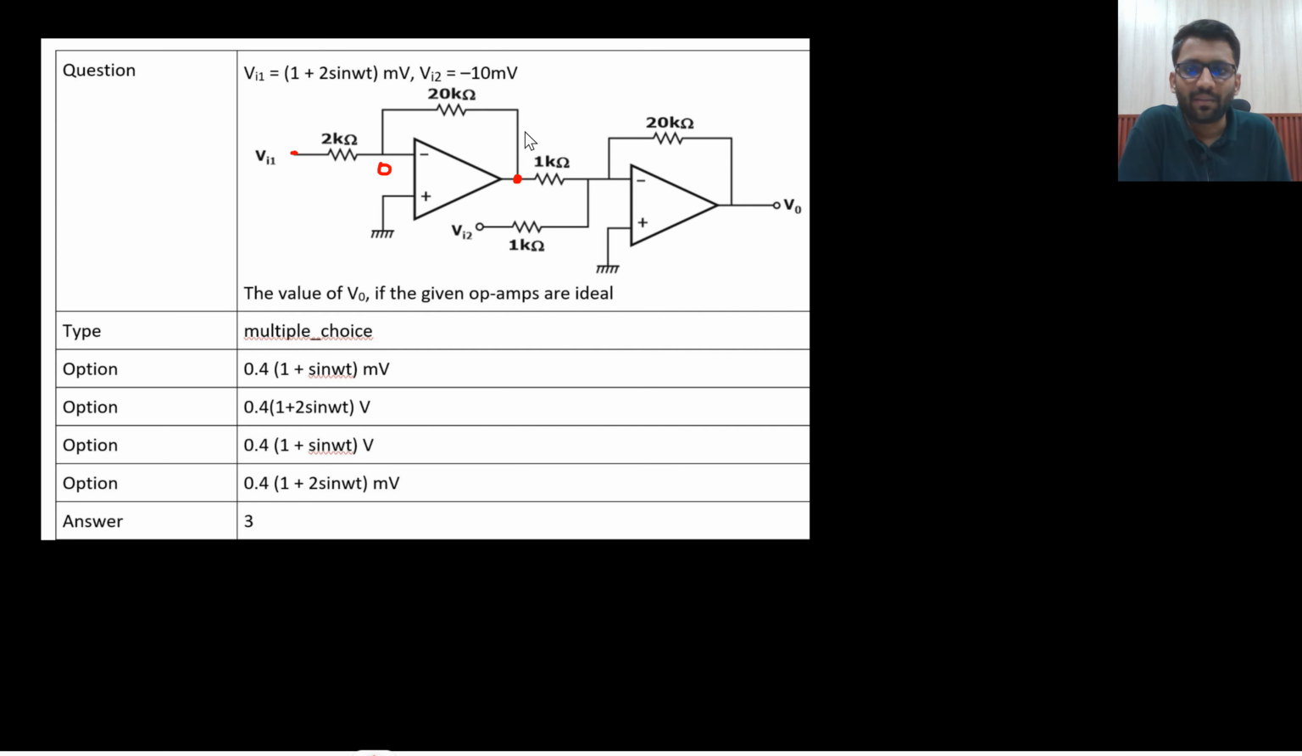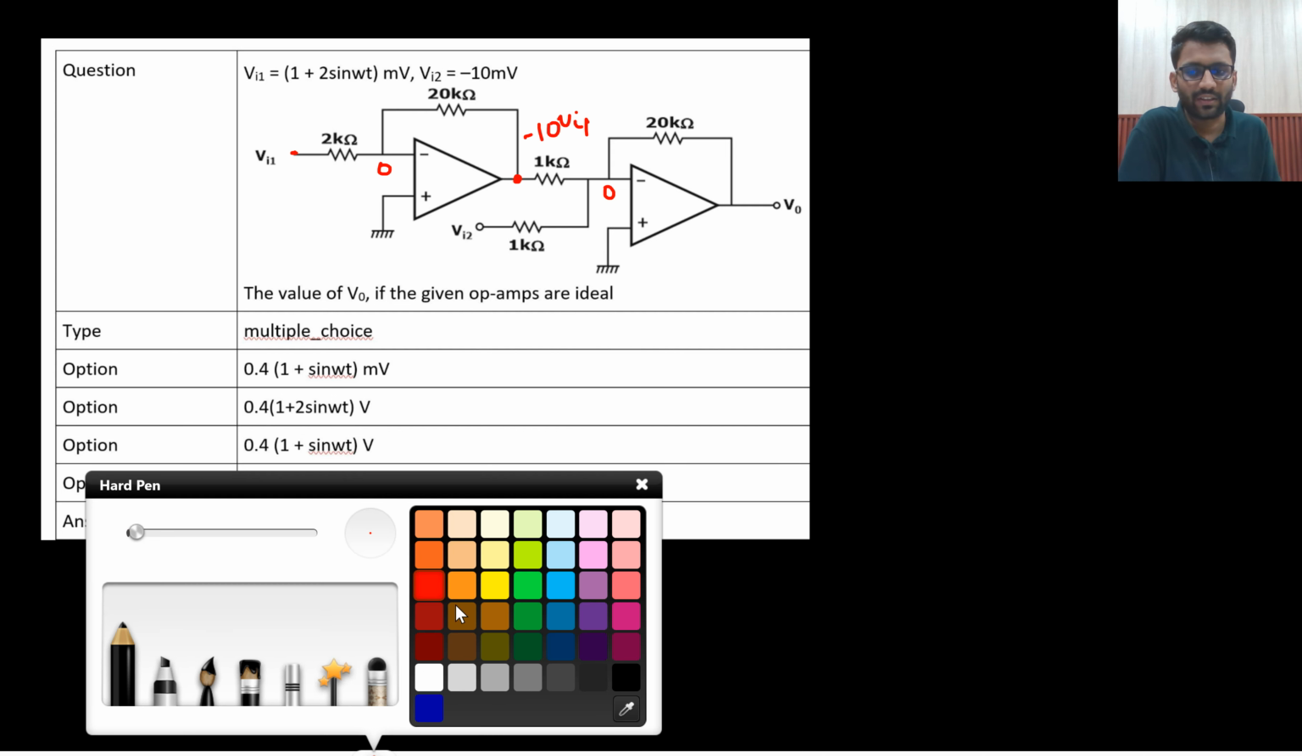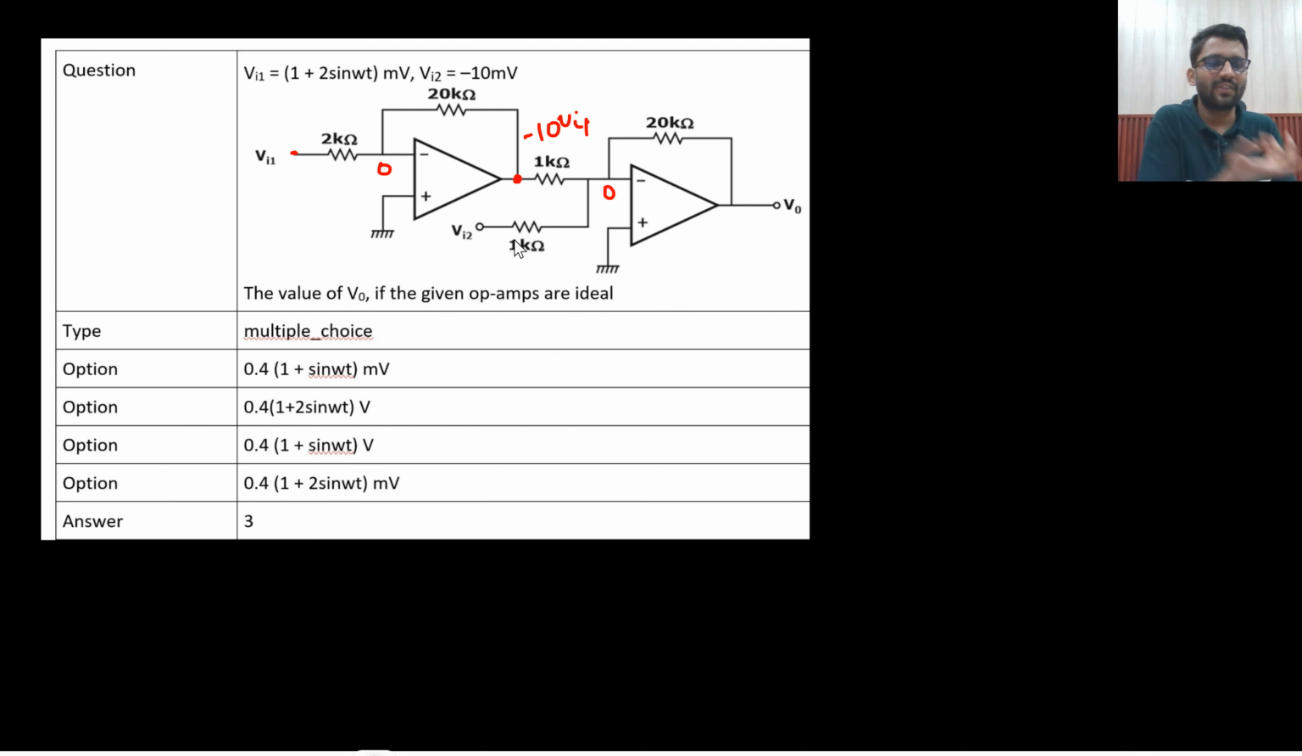This potential will be minus 10 V in 1, right? Now you need to find V naught. If this node is 0, this node is also 0, so you can apply nodal at this 0 potential. People will apply the superposition theorem as well, but nodal is very easy here. So I will simply apply nodal.